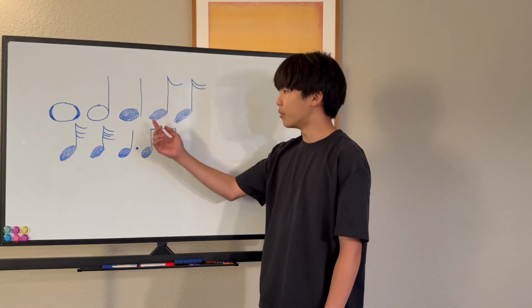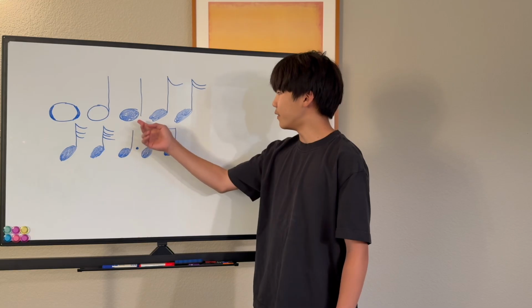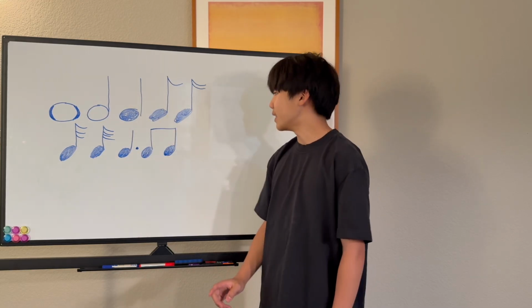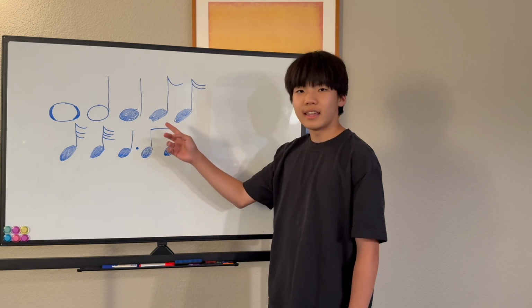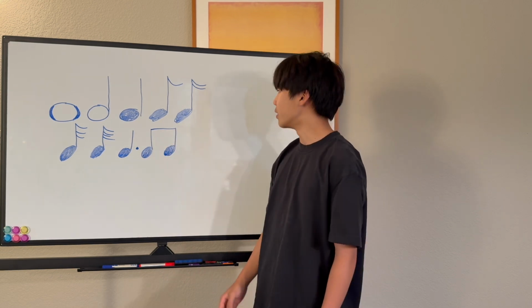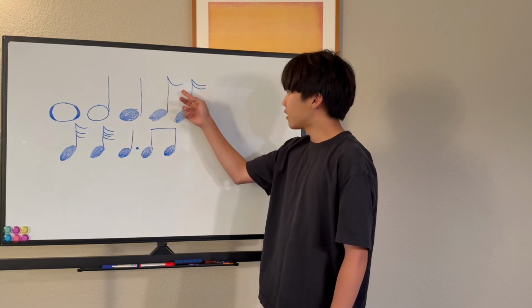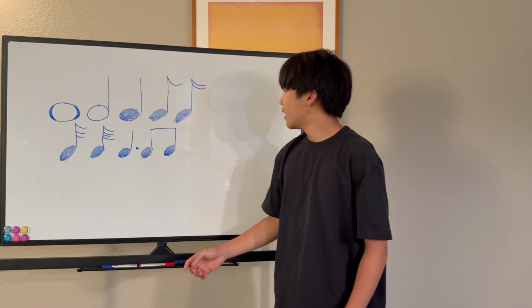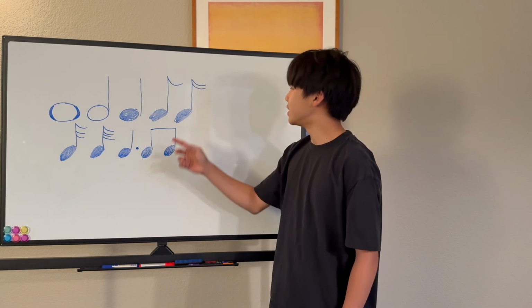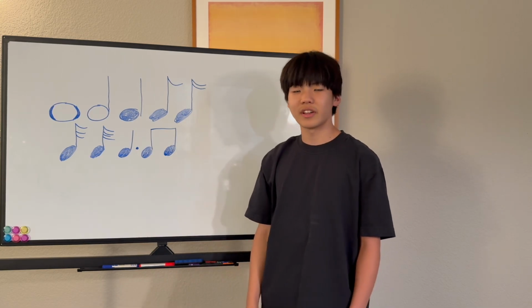Next, there's a quarter note, which is like the half note, but it's filled in with the stem. A quarter note is 1 beat. Next is the eighth note, which is a half of a quarter note. It is like the quarter note, but it has the flag coming out of the top of the stem. Next, there's 16th notes, which just has 2 flags and is half the duration of an eighth note.